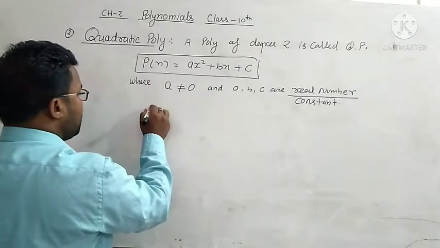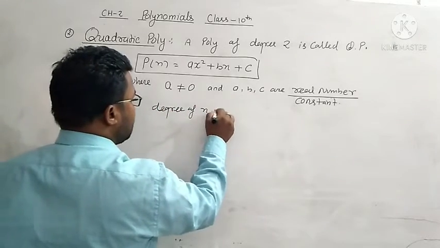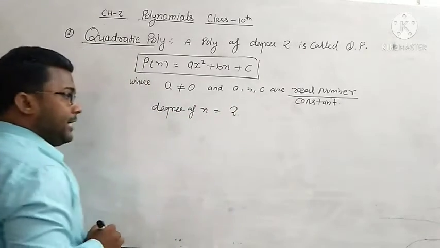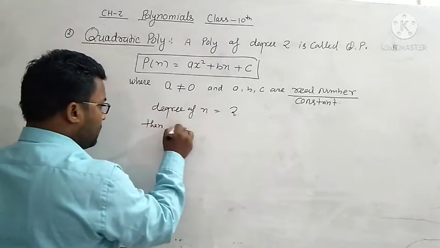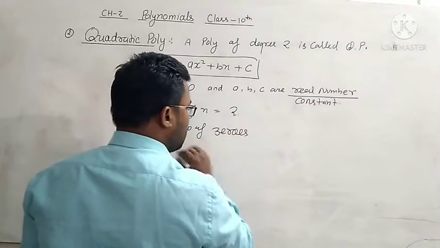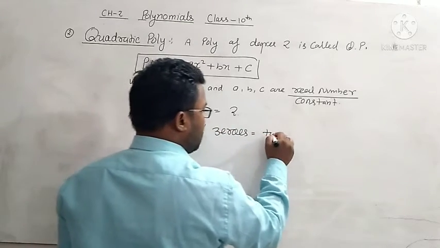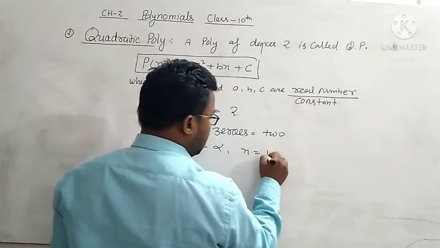Next, degree of x is also defined 2. If the degree of x is also defined the 2, so then the number of zeros is also defined 2. First x is equal to alpha, then x is equal to beta.